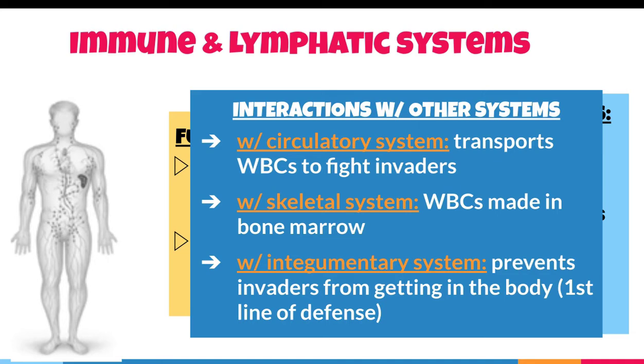It also works with the skeletal system. The white blood cells are made in the bone marrow, which is in the center of our larger bones. So that's where our white blood cells are made and then are used to fight invaders. And lastly, the integumentary system is the first line of defense that we have to prevent something from getting into our body. So usually things get into our body through our eyes, our nose, our mouths, and it's from breathing in what people are putting out of their body.